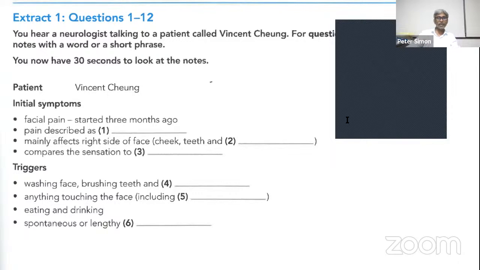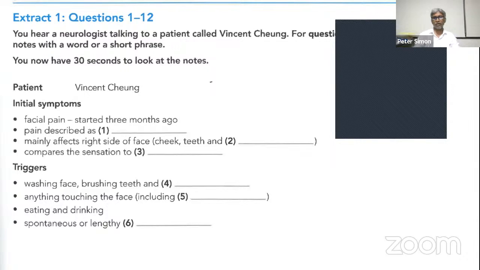Yeah, all of you, at the end of the session, you must get 12 out of 12. That is my target. 12 out of 12. And in every test you should get 12 out of 12. There is no excuse. Yes. So, compares the sensation to dash. Okay.